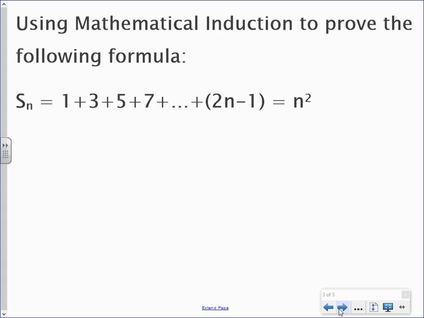Okay, so this is basically saying that if we add up all of the odd numbers, it's the same as n squared. If we take the sum of the sequence 2n minus 1, that's what this is, then it will be n squared. So what's our first step?